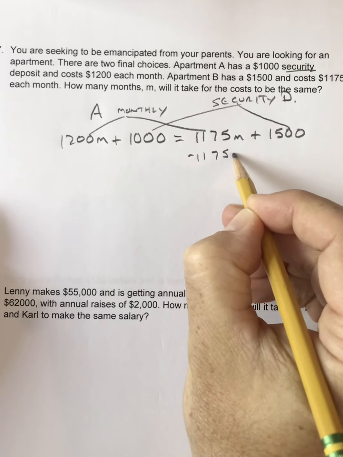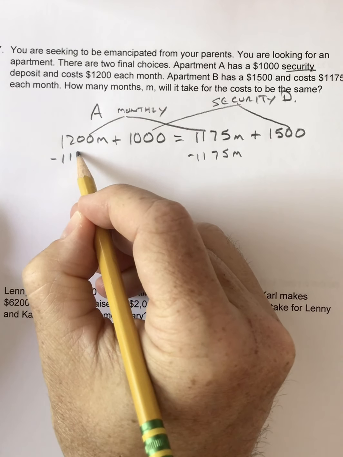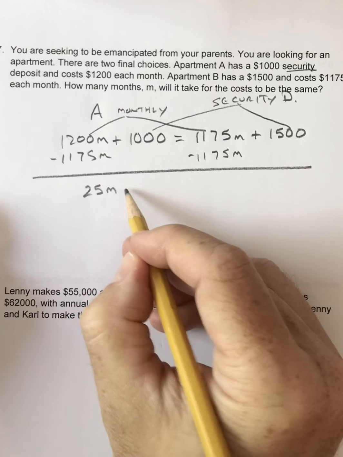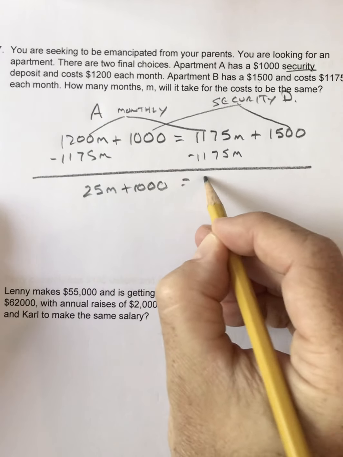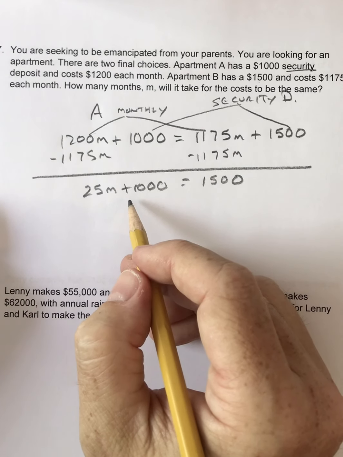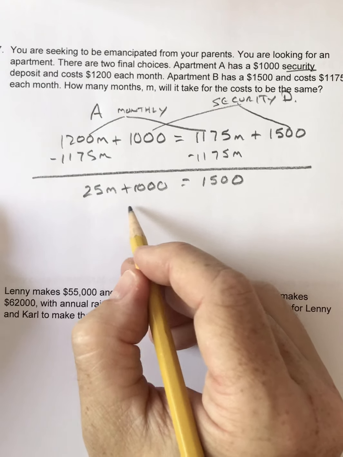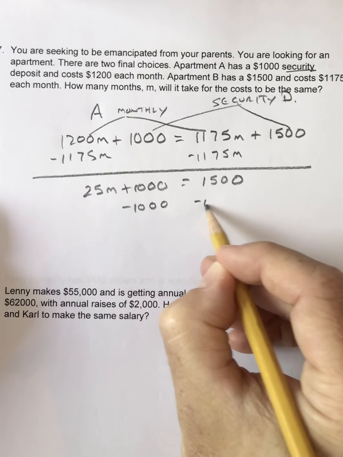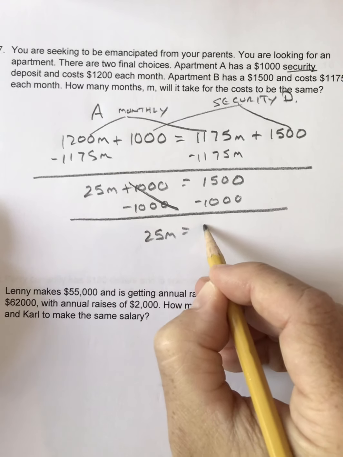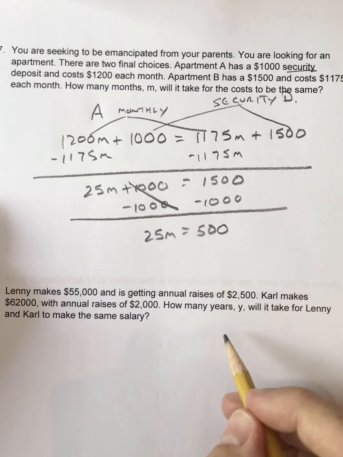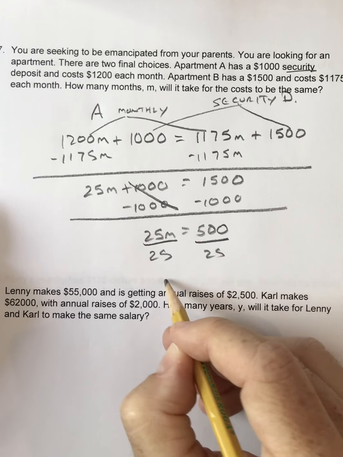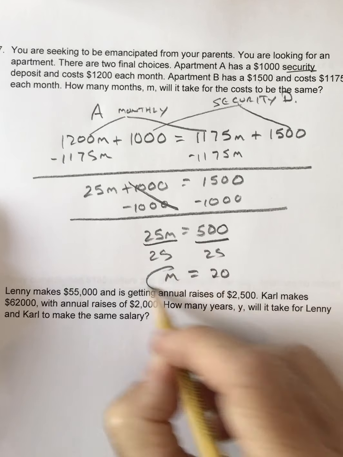Subtract 1175 M. So this is 25 M plus 1,000 equals 1,500. Okay, and I'm going to subtract 1,000. Cancels. 25 M equals 500. And I believe the number of months is going to be 20 months.